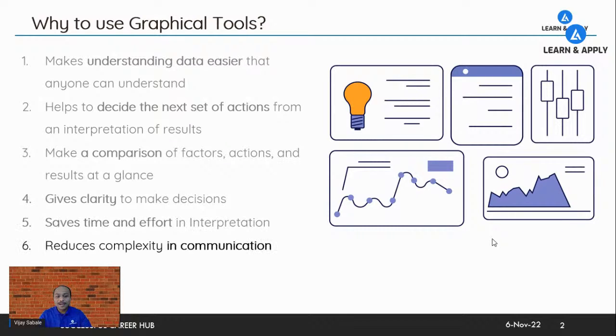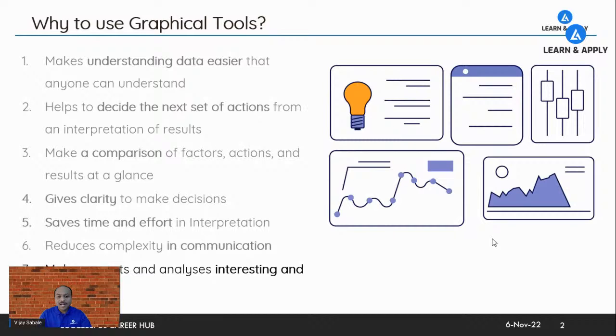Next one is it reduces complexity in communication. As I already told you, when we want to present our analysis or our report to anyone who is not aware of the statistical concepts or doesn't know the technical things happening in your project or the activities that you have initiated, graphical tools are more powerful to communicate your results.